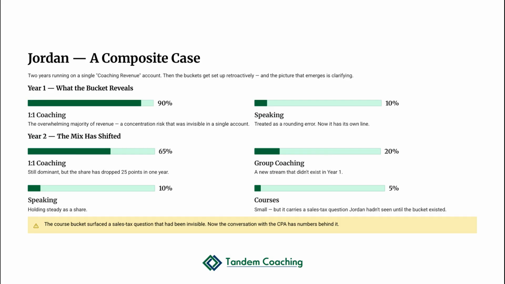What Jordan got out of the retroactive cleanup was not the percentages. Those existed all along, just invisible. What he got was the realization that 20% of the year was now group work he had been pricing as if it were one-on-one, and the courses he treated as a small experiment had become 5% of the revenue without a sales tax registration in any of the states the buyers lived in. Buckets gave him a problem to solve, not a category to admire.